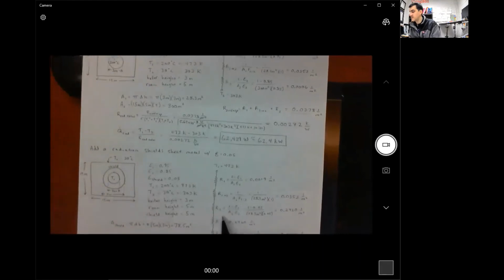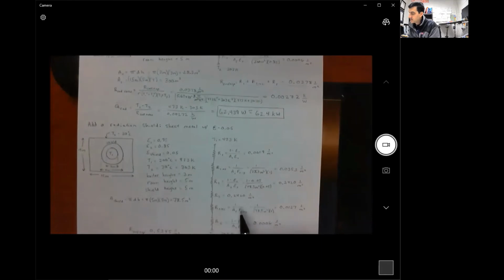And then we have another surface resistance for the shield for the energy being radiated by the shield out to the room. That's going to be the exact same thing, so we don't have to redo that calculation. It's the same as it was up here. So once again, this is the surface resistance for the energy absorbed by the shield on the inside of the shield. This is the surface resistance for the energy being radiated by the shield on the outside of the shield. So you've got to have both of these, but it's the same number, 0.2420 1 over meter squared.